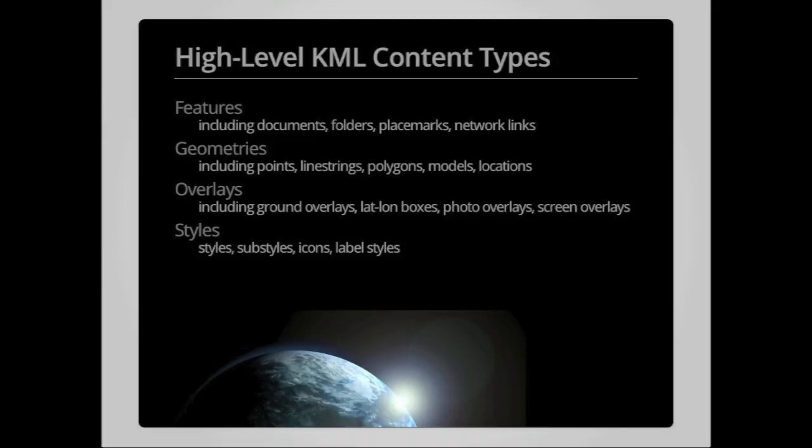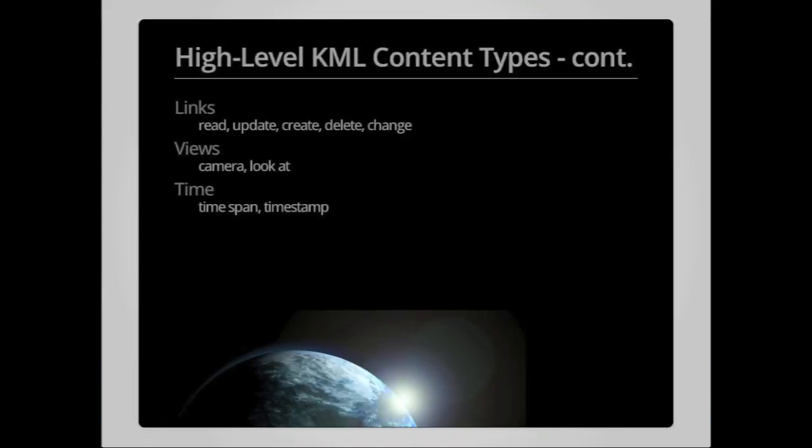Latitude, longitude boxes, photo overlays so that you can define essentially the extent of a photo and how it corresponds to a location on the ground, or screen overlays where you can essentially locate some content in reference to the display screen as opposed to the coordinate system of the map viewer. You can define name styles, substyles, icons associated with those styles, and styles associated with labeling for text to be displayed within a KML.